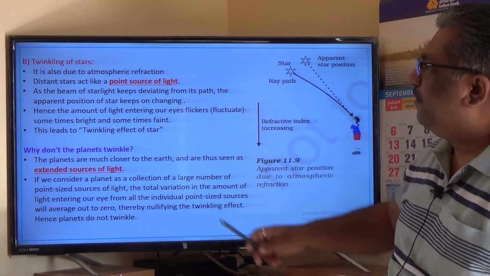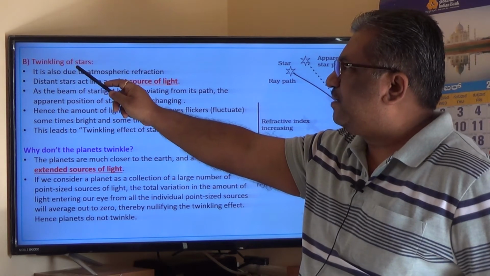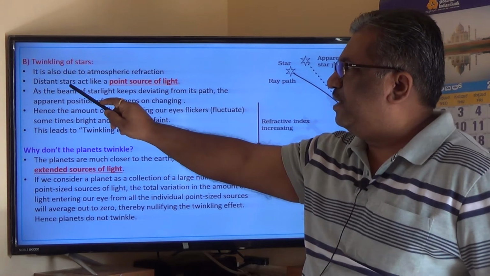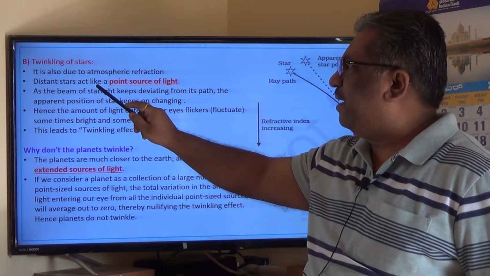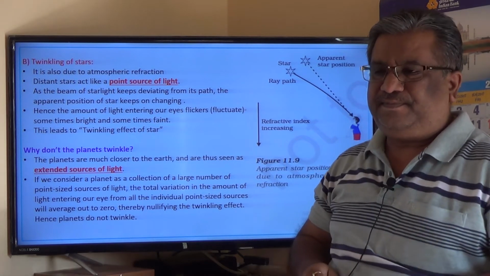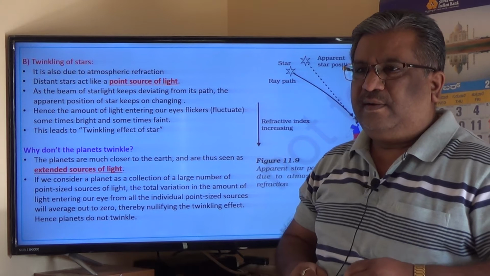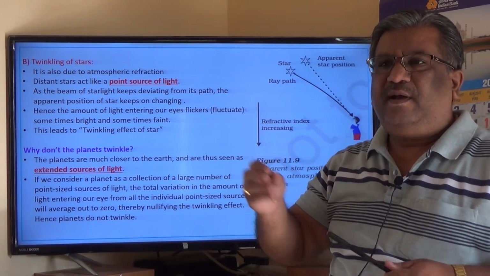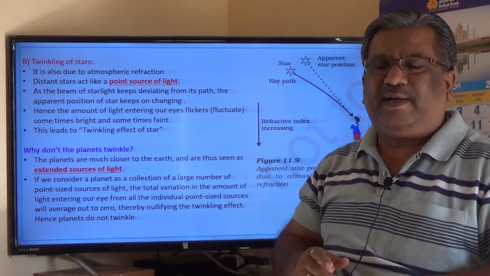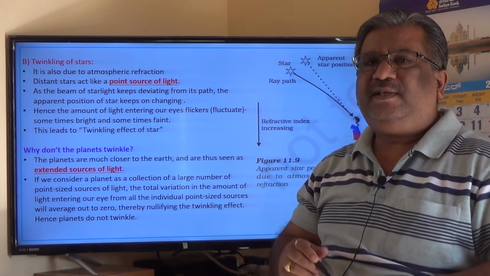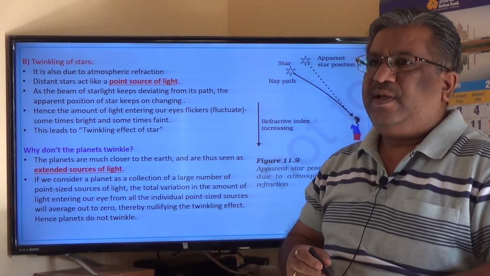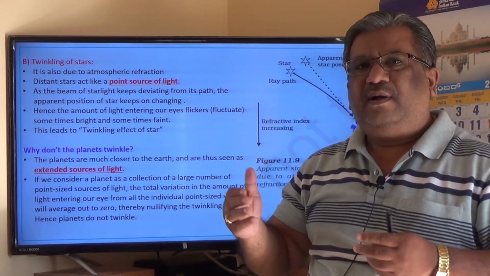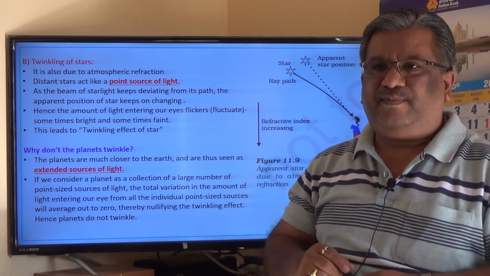First of all, twinkling of stars, it is also due to atmospheric refraction. Distant stars act like a point source of light. Point source means a light source is considered to be a point and the light travels in all directions. What is the extended source of light? Extended source of light is considered to be a collection of all point sources.